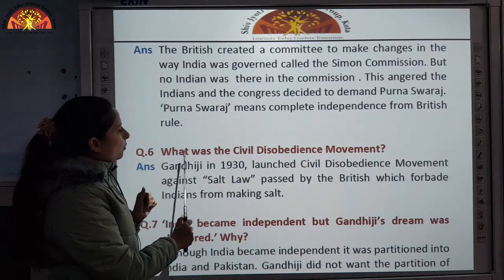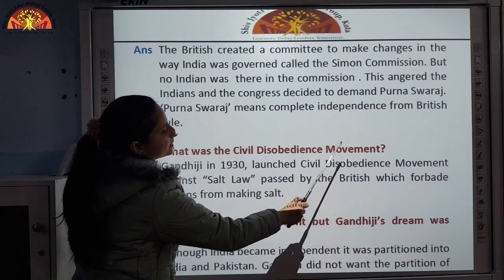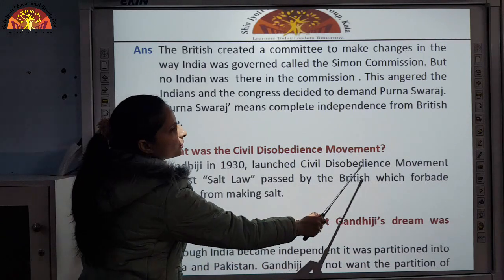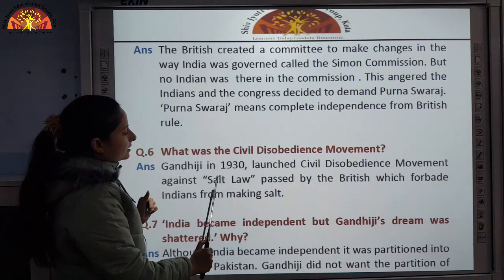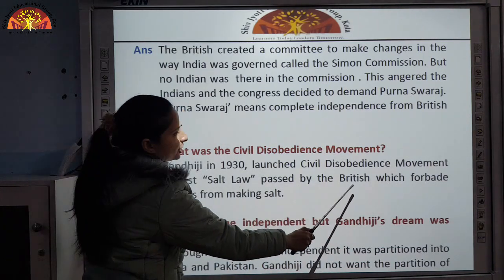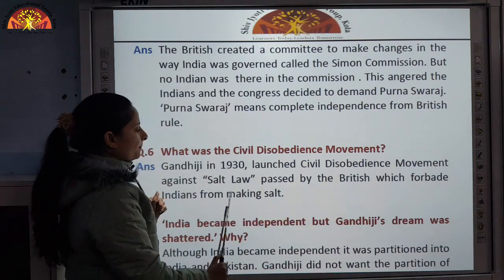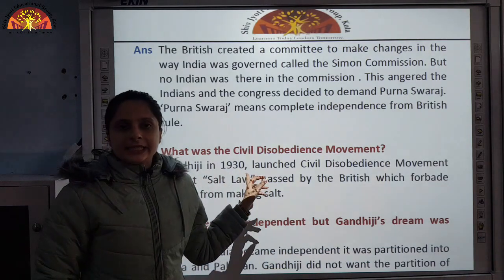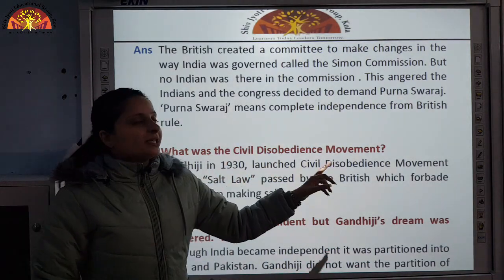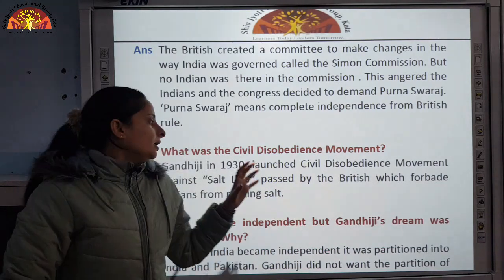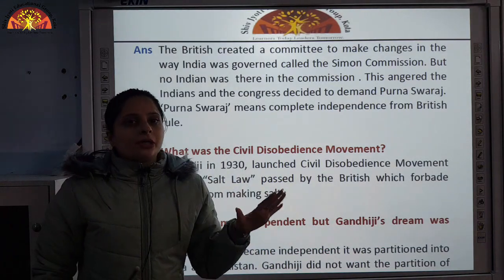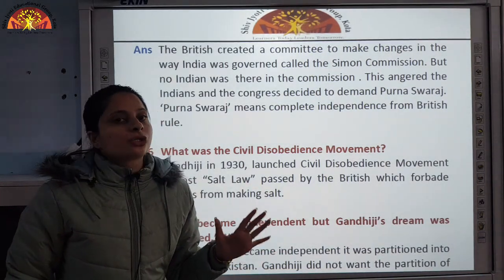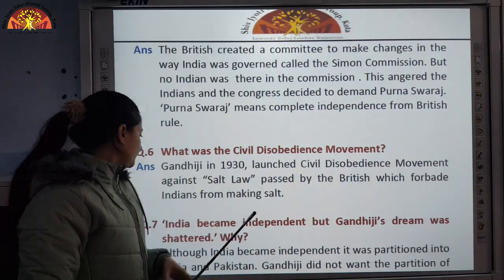Question 6 is, what was the civil disobedience movement? Gandhiji in 1930 launched the civil disobedience movement against the salt law passed by the British, which forbade Indians from making salt. As you have read in the chapter, in the year 1930, a civil disobedience movement was launched with the breaking of the salt law, which was passed by the British, wherein the Indians were being stopped from making salt.